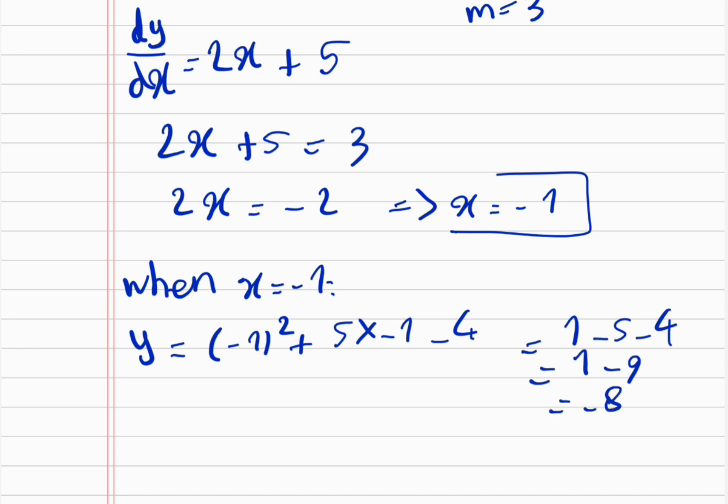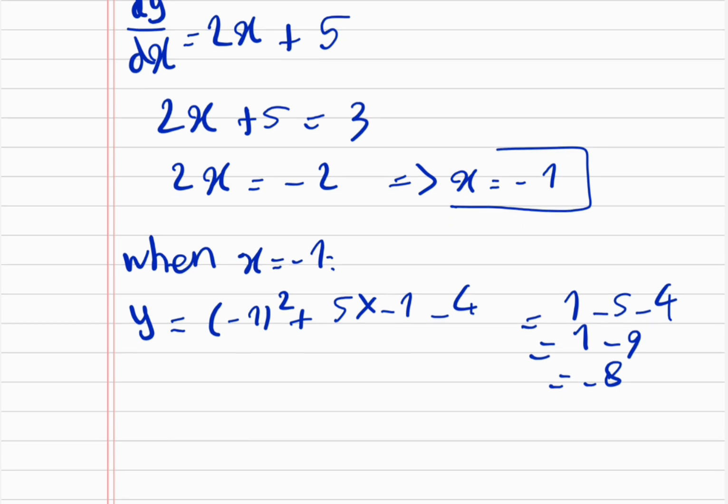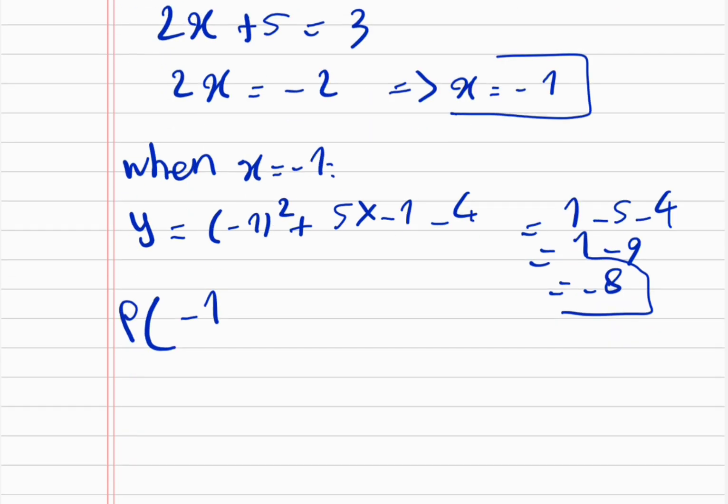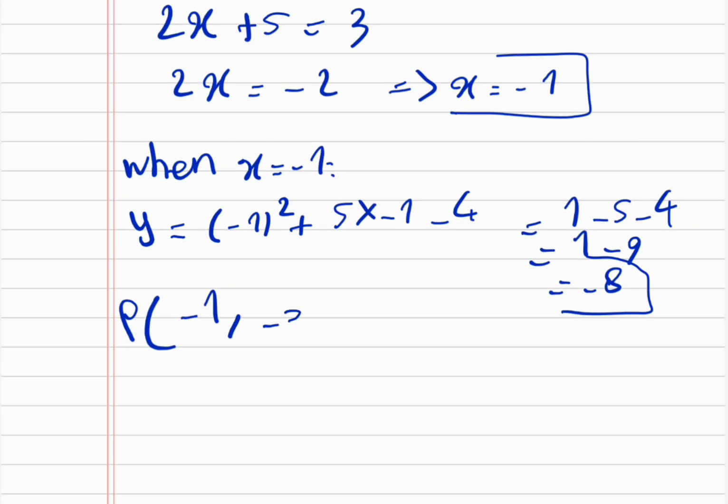Okay, so what this means for us is that the point has y coordinate minus 8 and x coordinate minus 1. So the coordinates of the point at which the gradient is 3 are minus 1 and minus 8.